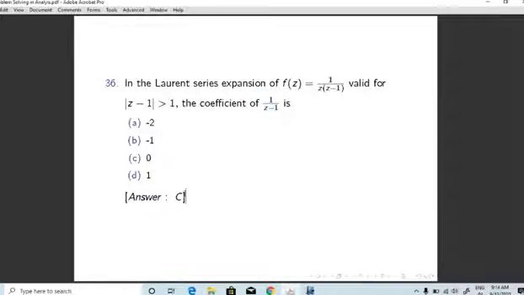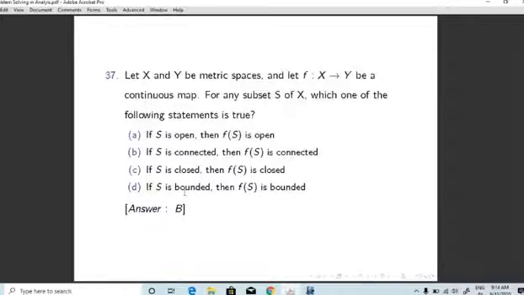Okay, now next question. Suppose X and Y are metric spaces. Suppose f is a function from X to Y that is a continuous function. We know that the continuous image of a compact set is compact, the continuous image of a connected set is connected, and so on. But if S is open, then f(S) is open is in general not true. If f is an open map, then if S is open, f(S) is open. But this is not necessarily an open map. Therefore, the first one is false.